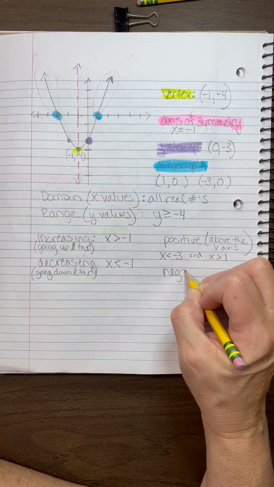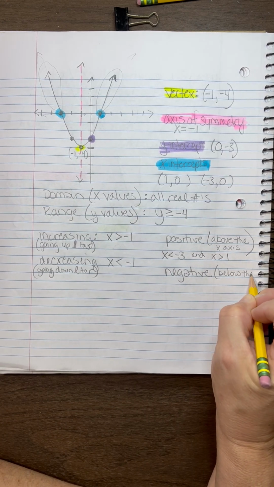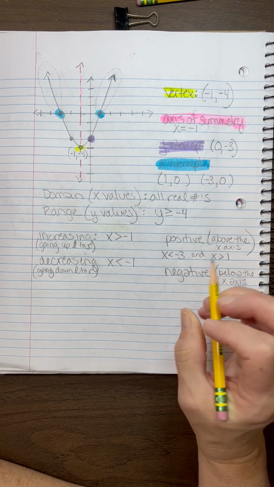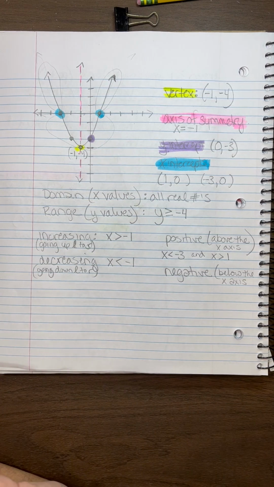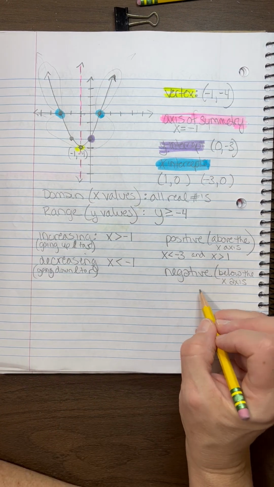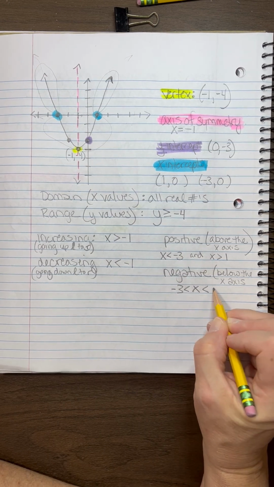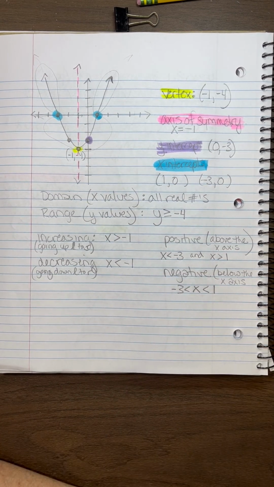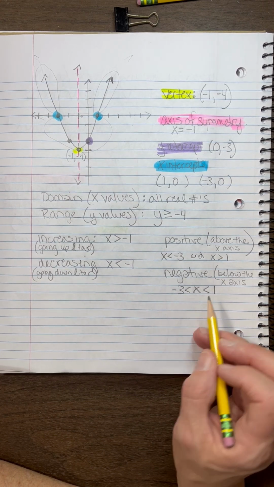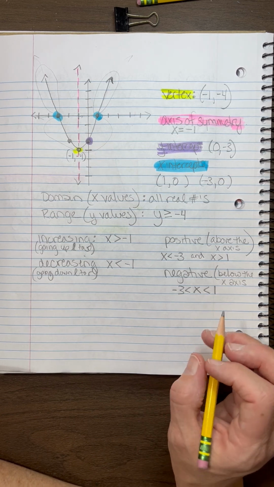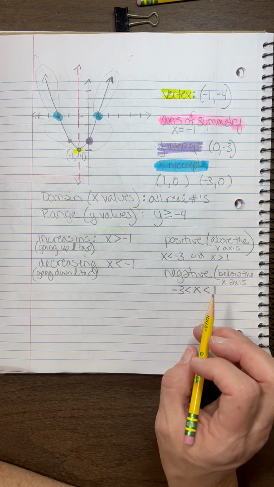Okay, how about negative? Obviously, that's going to be below the x-axis. And this is going to be an interval because this whole part right here is below the x-axis. So it starts at -3 and up until 1. So when x is anywhere between -3 and 1, the y value of the graph is going to be below the x-axis, or it's going to be a negative number.